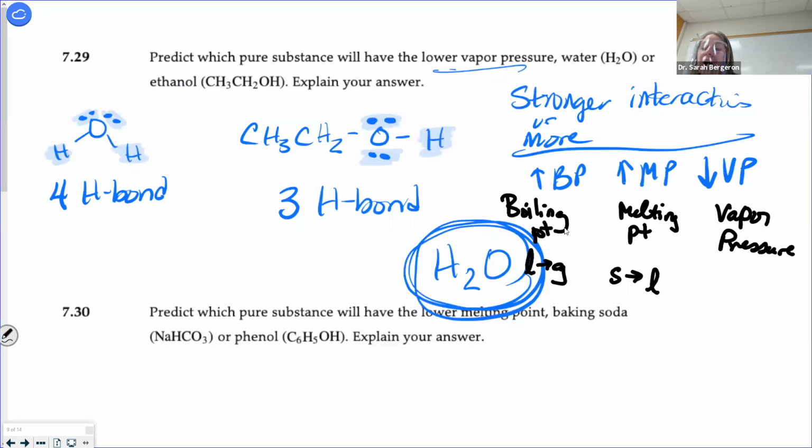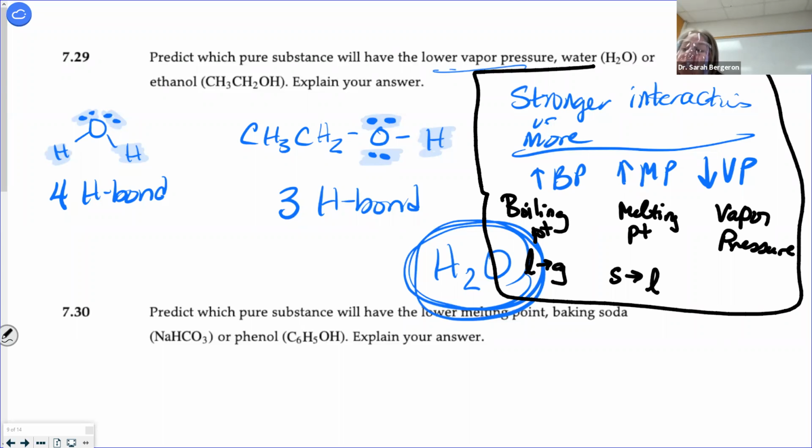So the stronger the interaction, or the more of the same interaction you have, the higher your boiling point, the higher your melting point, the lower your vapor pressure. That is not on your best friend. So what should you do with this information?